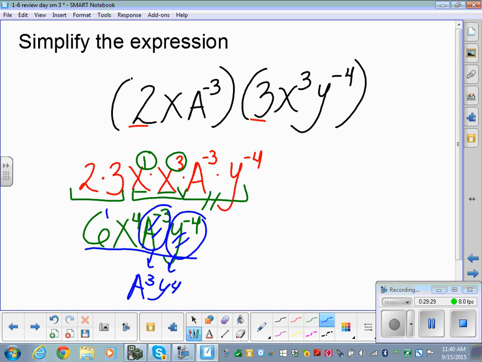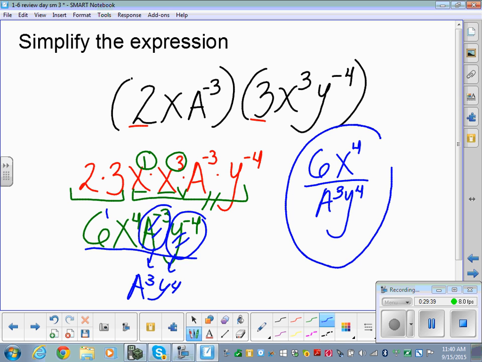And I'm going to go off to the side and write it all pretty. So 6 to the 1st is 6, and then we have x to the 4th on top. And on bottom, we have a to the 3rd and y to the 4th, because we flipped the negative exponents. And none of those are like bases, so we can't combine them using properties of exponents. So we're done.